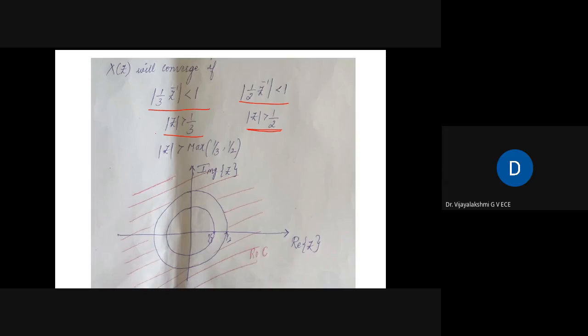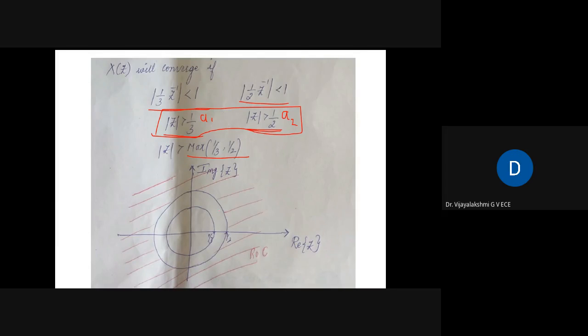If you get a condition where z is greater than two quantities, say z is greater than a1 and z is greater than a2, which one do you have to select? You have to select the maximum of these two. That is, z greater than the maximum of 1 by 3 and 1 by 2. Out of this, which is maximum? It is 1 by 2. So I can say the ROC is all the values of z which are greater than 1 by 2. This X(z) will converge.